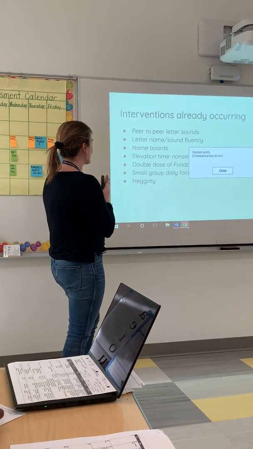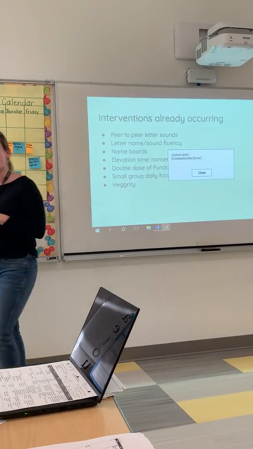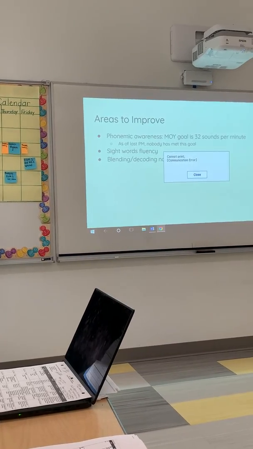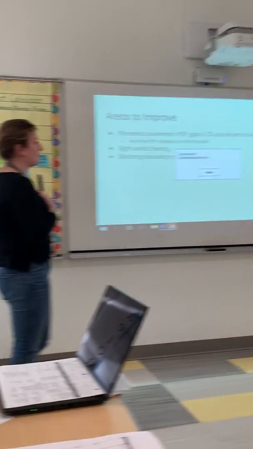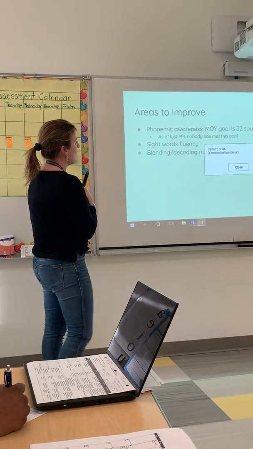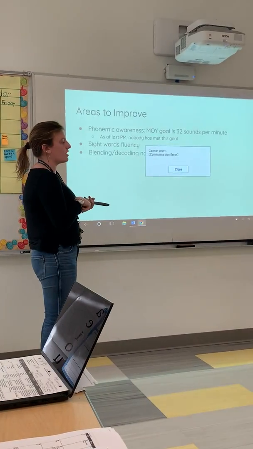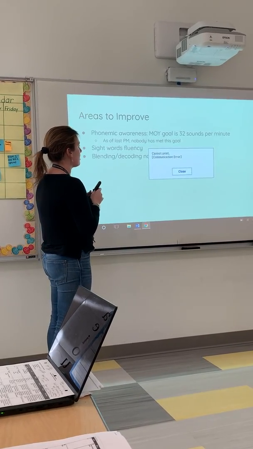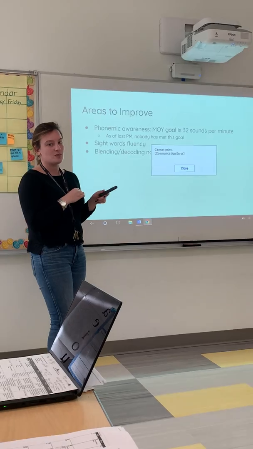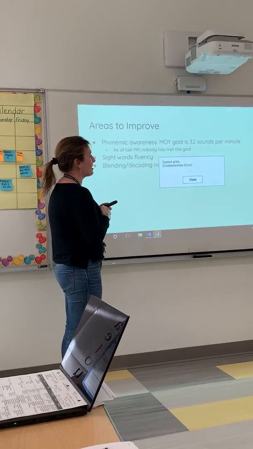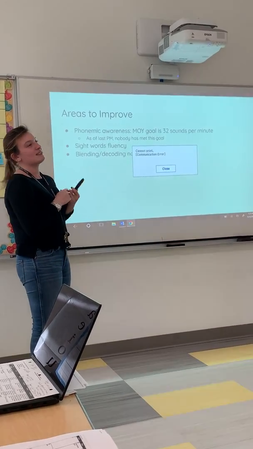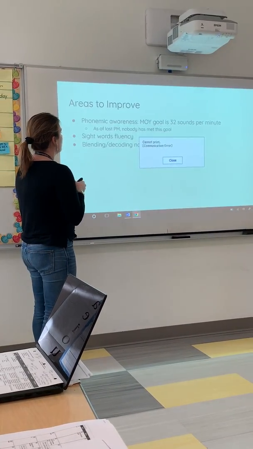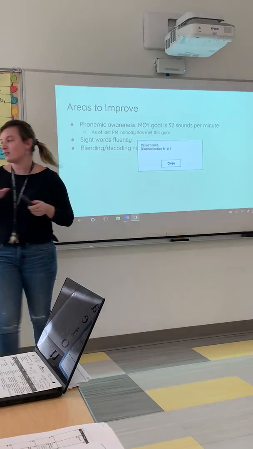Double dose of foundation, small group, Haggerty, which I believe I spelled very wrong. And then these are just looking at all the data, the areas that I really want to focus on. Even though I'm seeing a lot of growth with letter name and letter sound fluency, I'm still seeing a deficit in phonemic awareness across the board, so I'm working on that. The MOI goal is 32 sounds per minute, and of the kids I've tested, they're getting about 16 sounds per minute, so I'm trying to do more with that. Sight words, blending and decoding nonsense words.